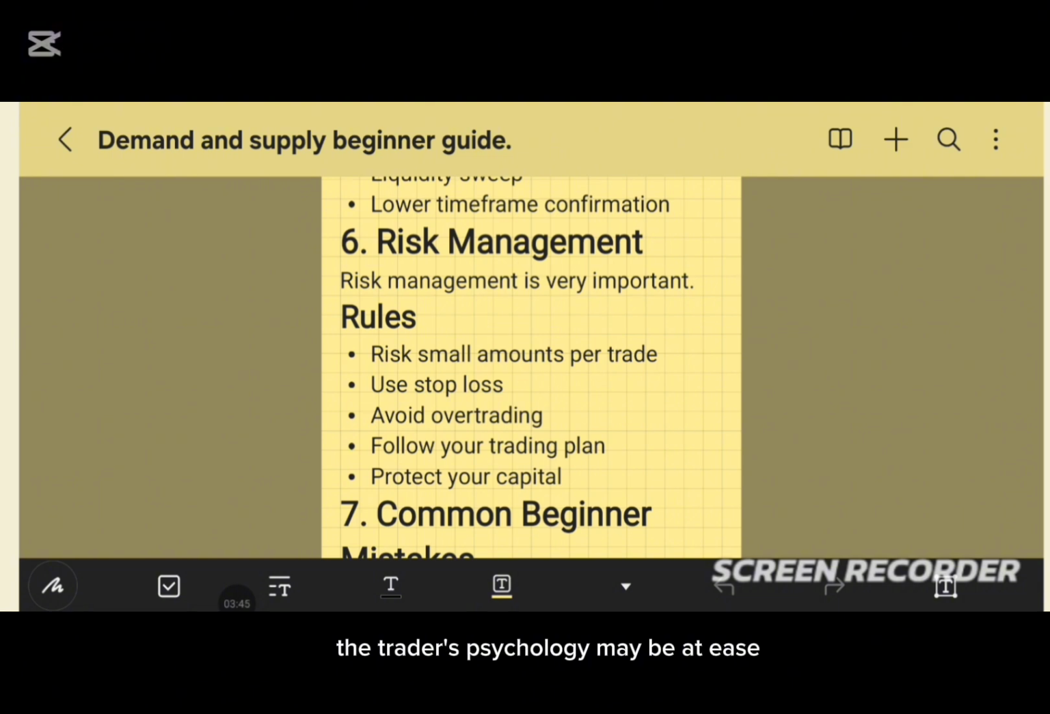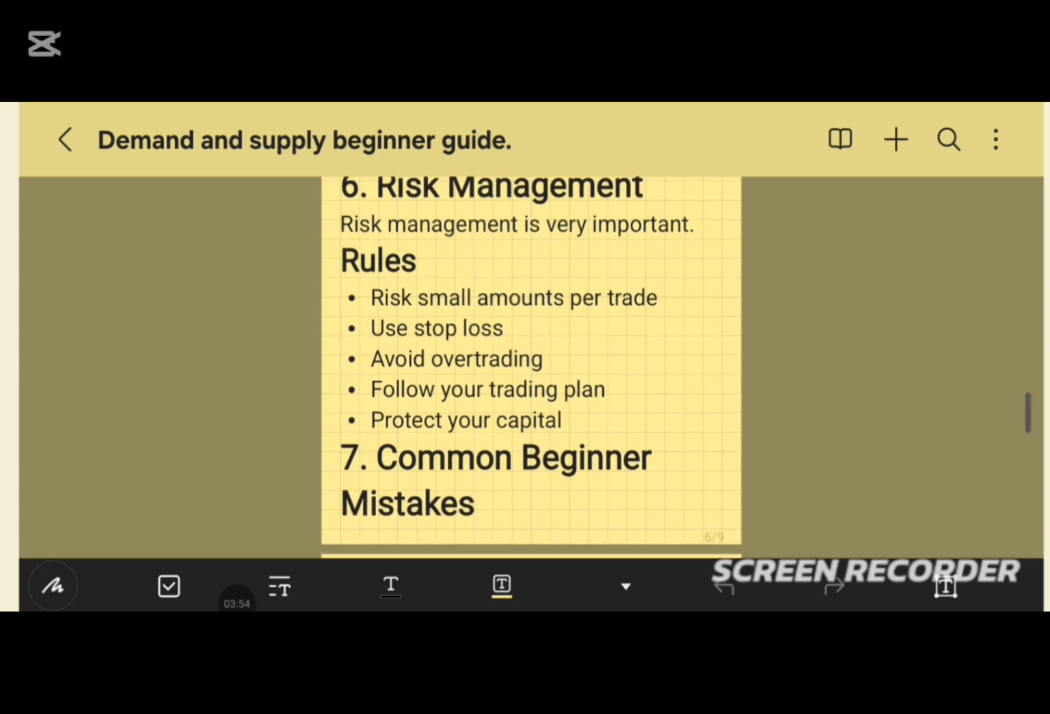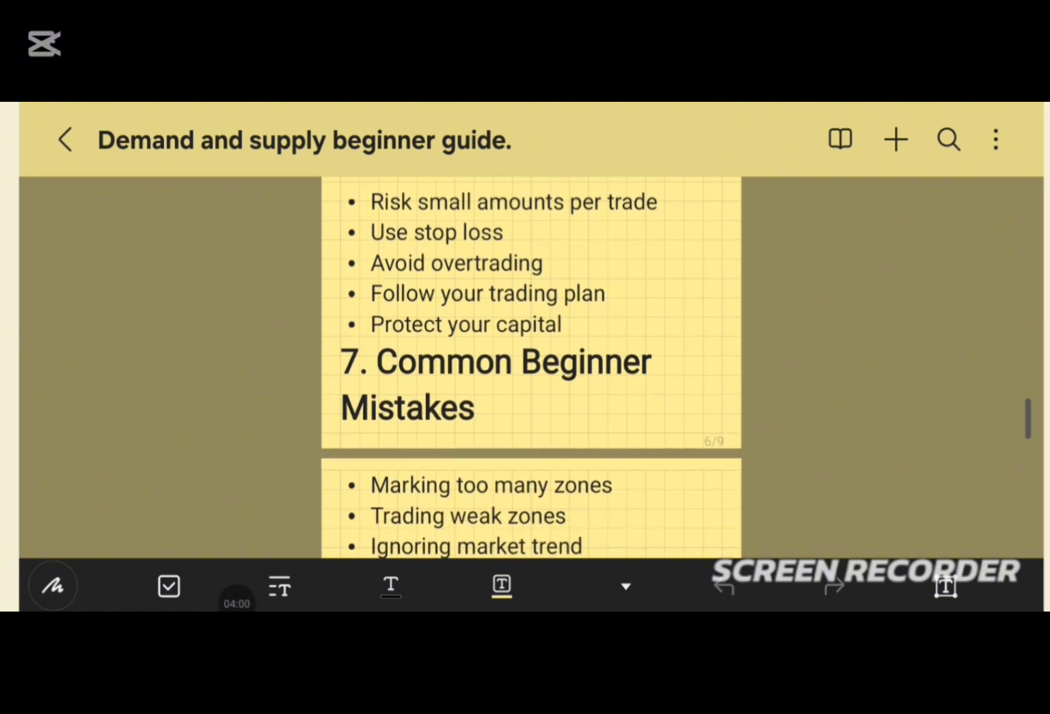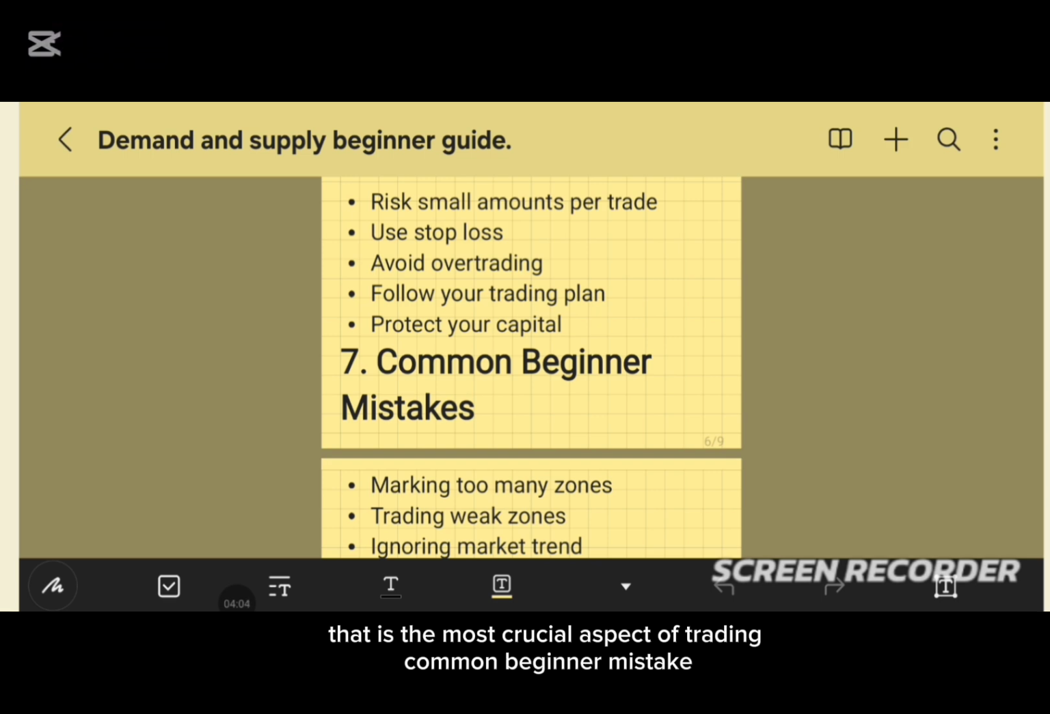The trader's psychology may be at ease depending on their account size. Risk smaller amounts per trade. Use a stop loss. Avoid overtrading. Follow your trading plan. Protect your capital. That is the most crucial aspect of trading.